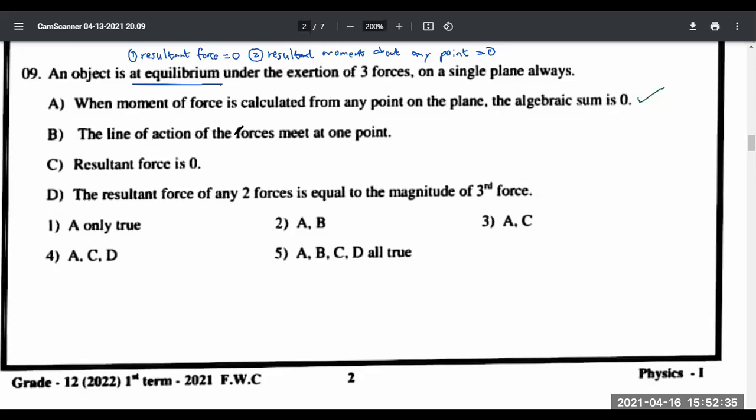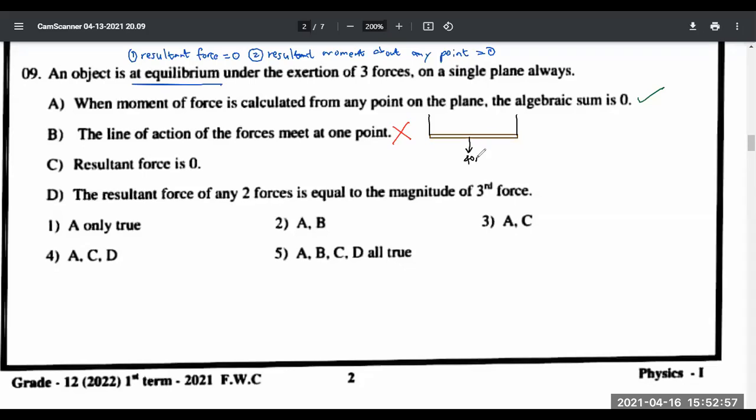The line of action of forces meet at one point. That is not true. The reason is they have not mentioned that the forces are parallel. Now imagine a situation like this. Imagine there's a rod hanging, and you have connected 2 strings like this, and the weight of the rod will be acting downwards.